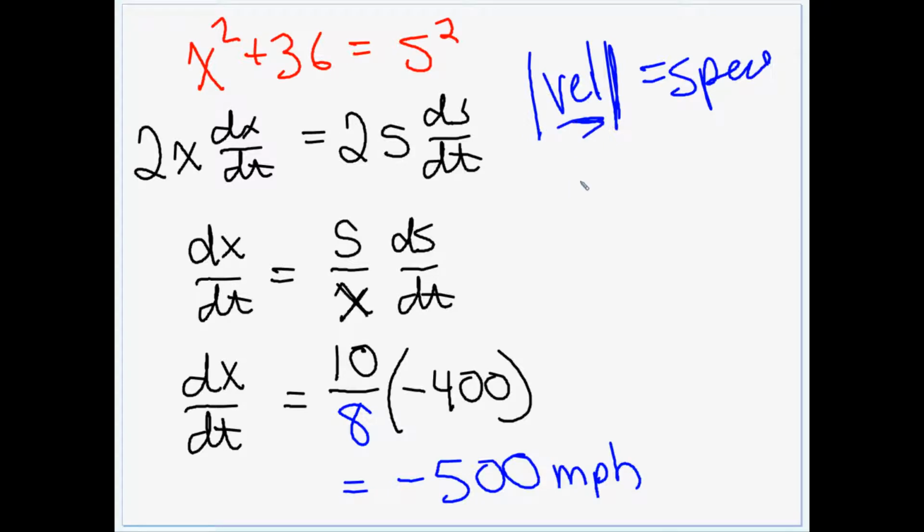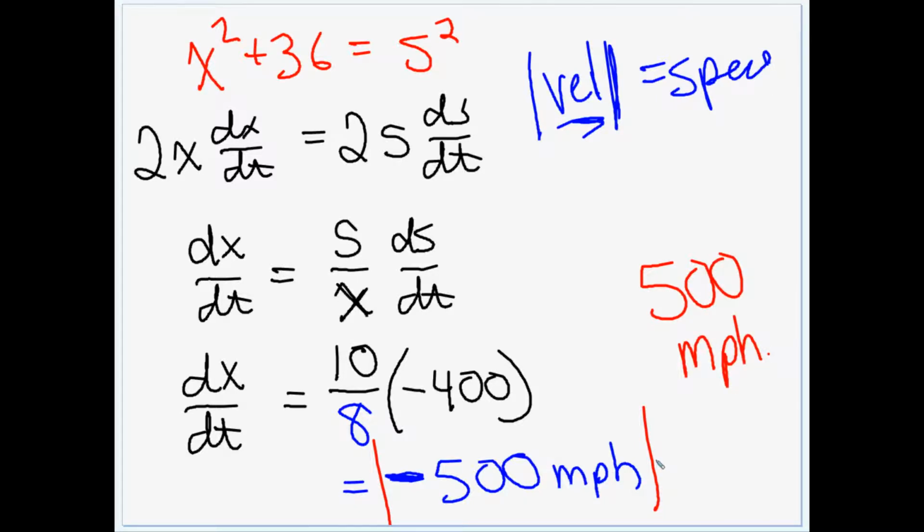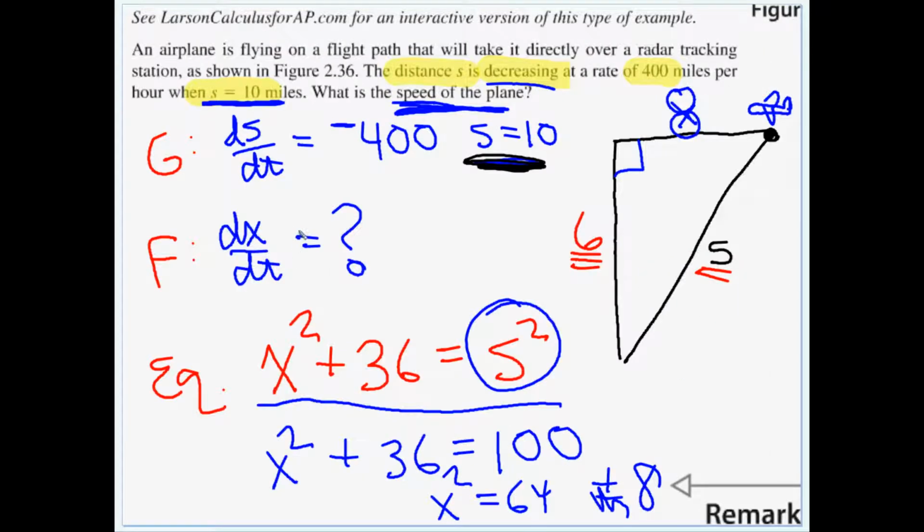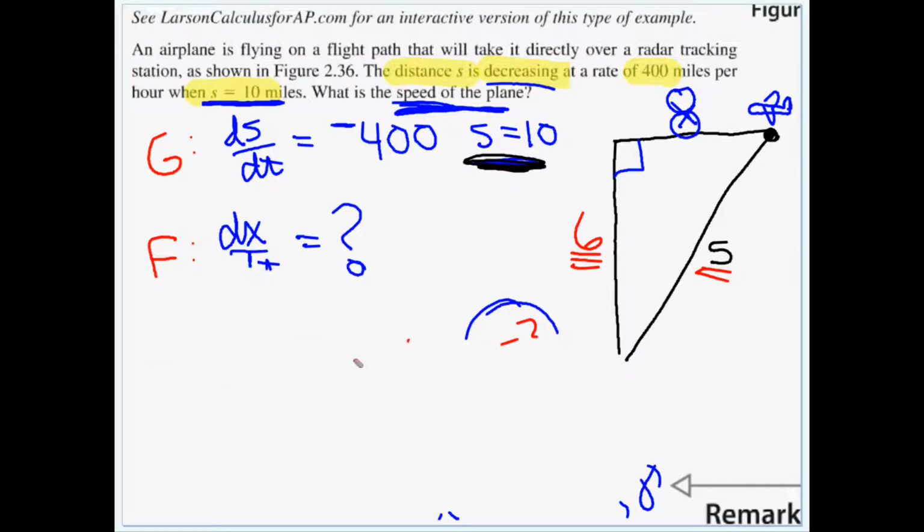Remember, velocity has a direction. This negative means leftward or downward direction. So to actually turn this into speed, we're going to absolute value it and get 500 miles per hour. That's how fast the plane is going. And I think that's it for this one.